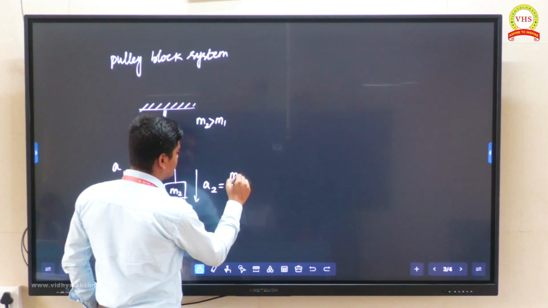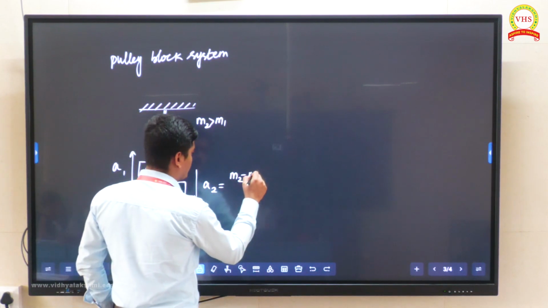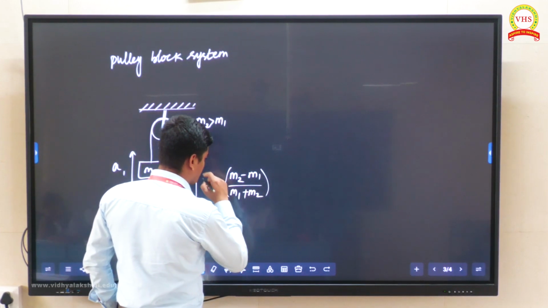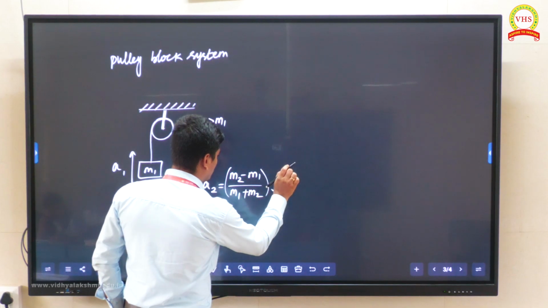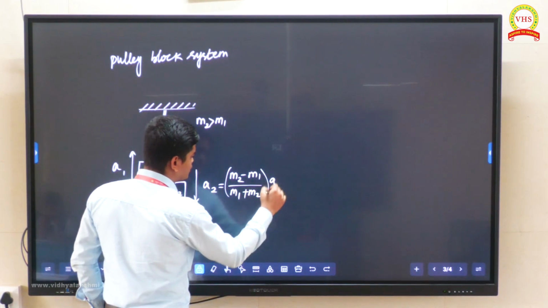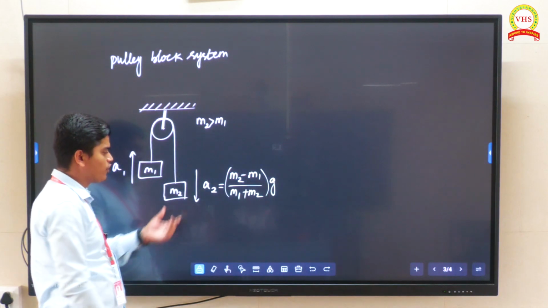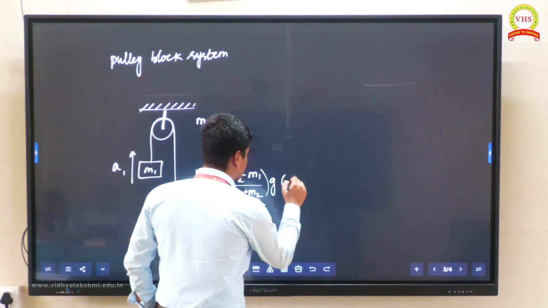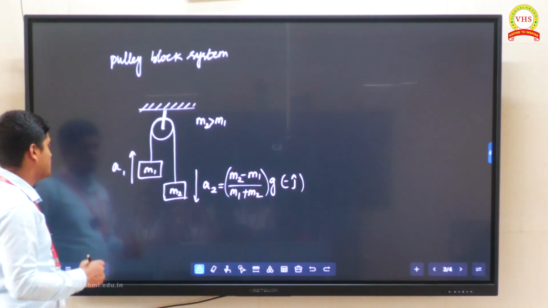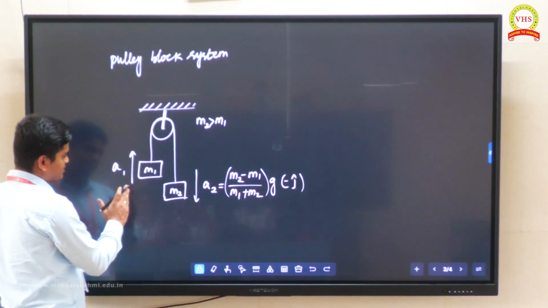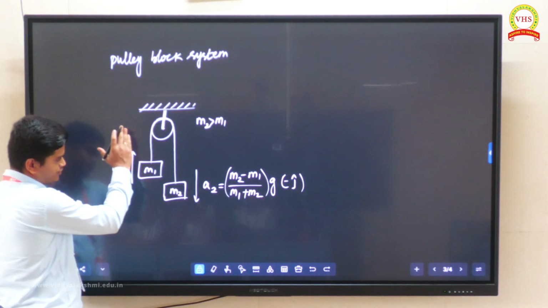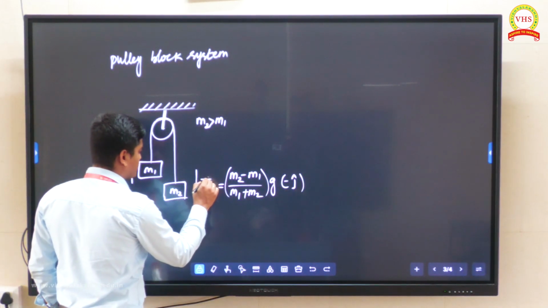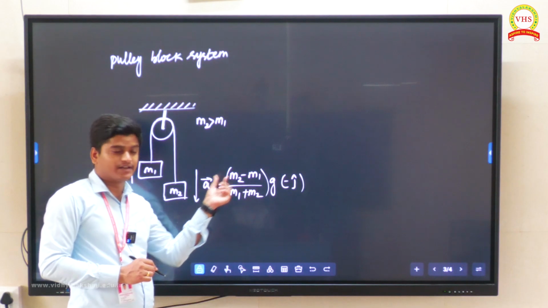Now the acceleration formula: subtract both the masses, M2 minus M1, divided by the addition of both the masses, into g, in vector form. It is going in the downward direction, so downward we consider minus j. So A2 is minus j cap times that. Now next, A1, listen. A1 is going in the upward direction, so the same magnitude will be there, but only the vector sign will change.